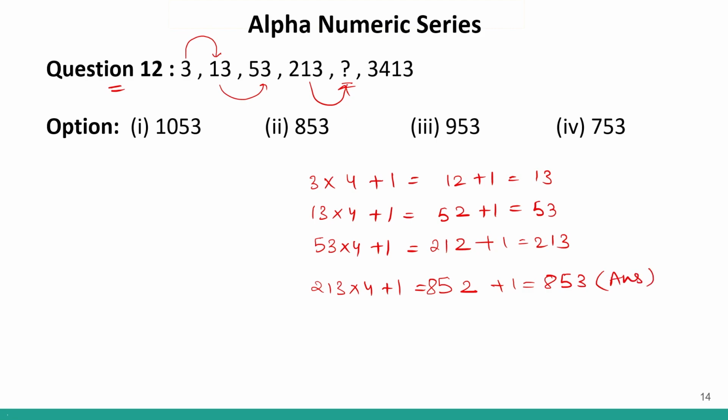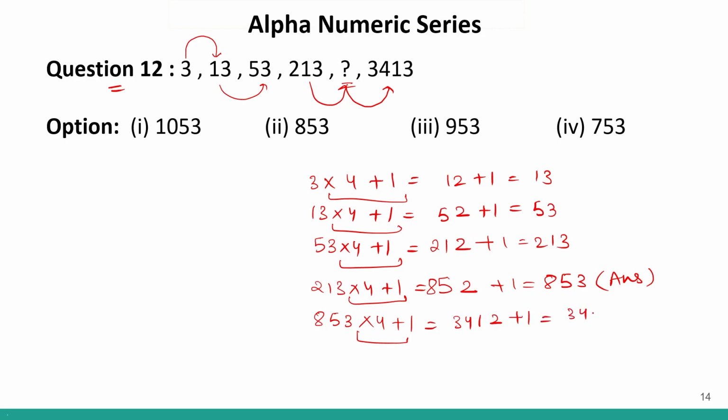But hold on, let us check it with the next term also. So next term, 853 into 4 plus 1, same logic. So 4 into 3, 12, 1 will be carried. 5 into 4, 20 plus 1, 21, 2 will be carried. 8 4s are 32 plus 2, 34. So 3 4 1 2 plus 1 will give me 3 4 1 3.